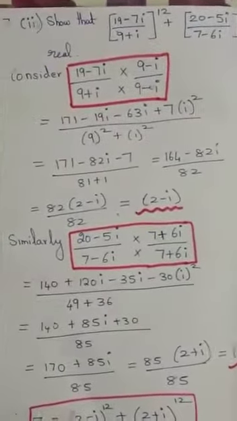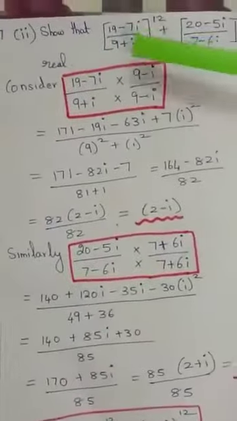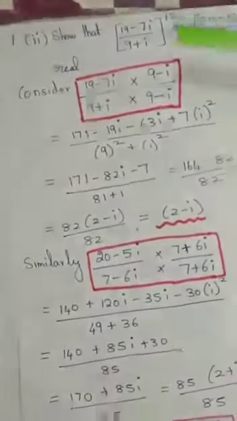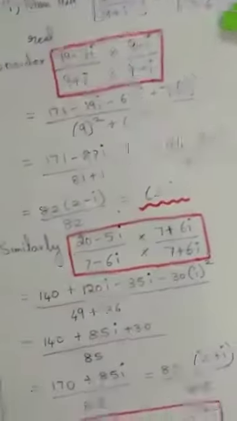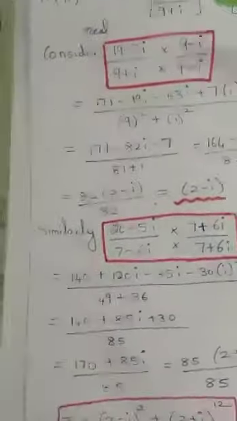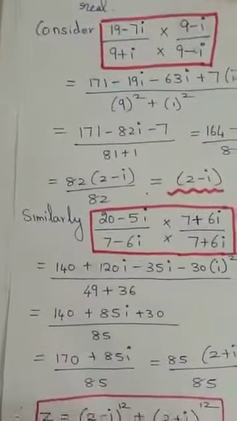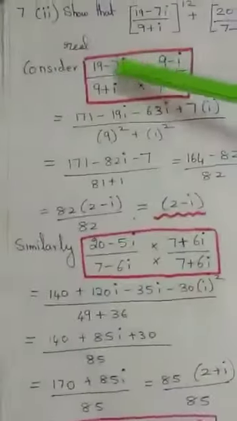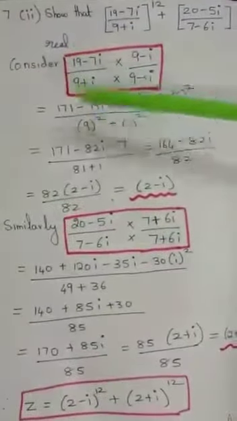Exercise 2.4, 7th question, second subdivision. Show that ((19 − 7i)/(9 + i))^12 + ((20 − 5i)/(7 − 6i))^12 is real. So what we are going to do is, since two complex numbers are there, first let me simplify the first complex number. So (19 − 7i)/(9 + i), I am taking the first bracket.